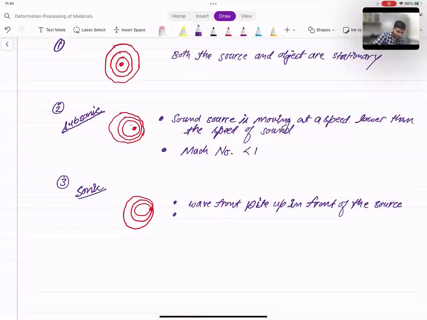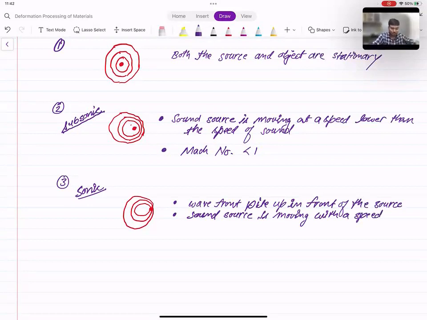And the speed of source and object are the same. So the sound source is moving with a speed same as that of sound. Okay. And here, since both the speeds are the same, the Mach number will be 1. So here we have Mach number equal to 1. So this is something about the sonic wavefront.